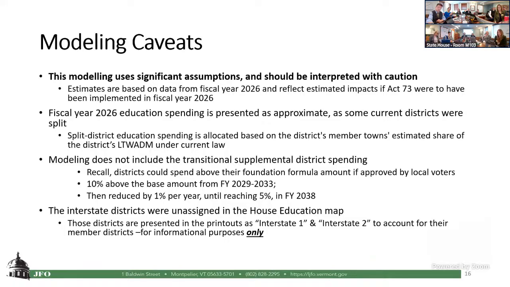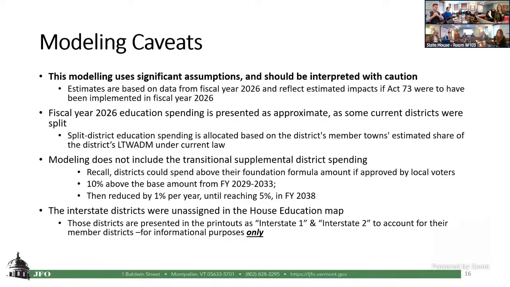So in addition to some data considerations, there also are some modeling caveats that we'll raise as well. There are significant assumptions that went into this modeling, and so you should interpret the results with some caution. Change to any one of those assumptions would change the result of the modeling. We've mentioned this already: it uses fiscal year 2026 data and reflects estimates if Act 73 were to have been implemented during fiscal year 2026.